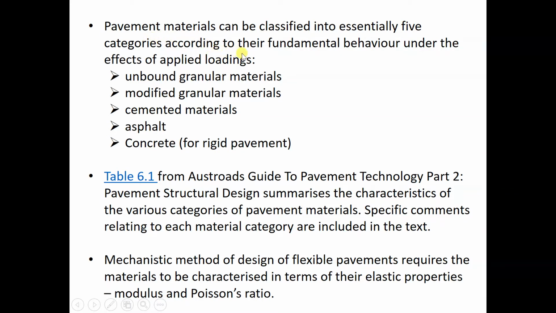Pavement material can be classified into essentially five categories according to their fundamental behavior under the effect of applied loading. These five materials are: unbound granular materials, modified granular materials, cemented material, asphalt, and concrete. We don't cover concrete because that is under rigid pavement, so we cover the top four.